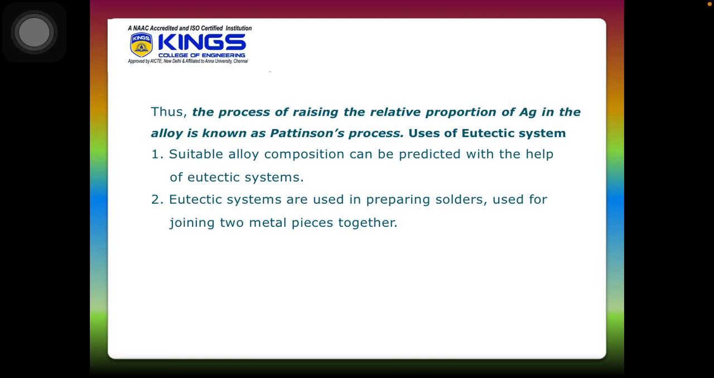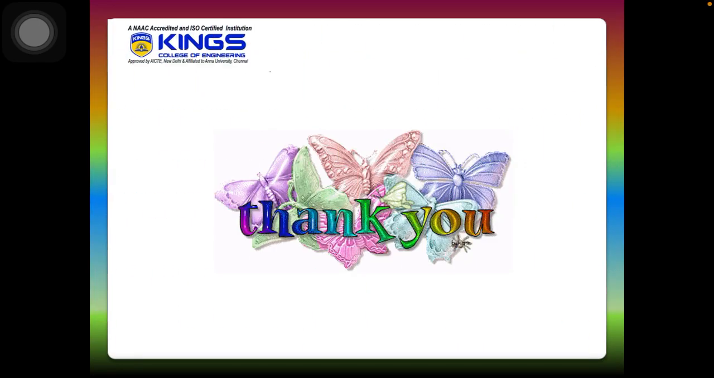Uses of the eutectic system. Suitable alloy compositions can be predicted with the help of eutectic systems. Eutectic systems are used in preparing solders used for jointing two metal pieces together. So these are the applications of the Pattinson process. I think you can understand the binary alloy system, for example the lead-silver system, how they are mingled with each other and in equilibrium, etc. Thank you so much.